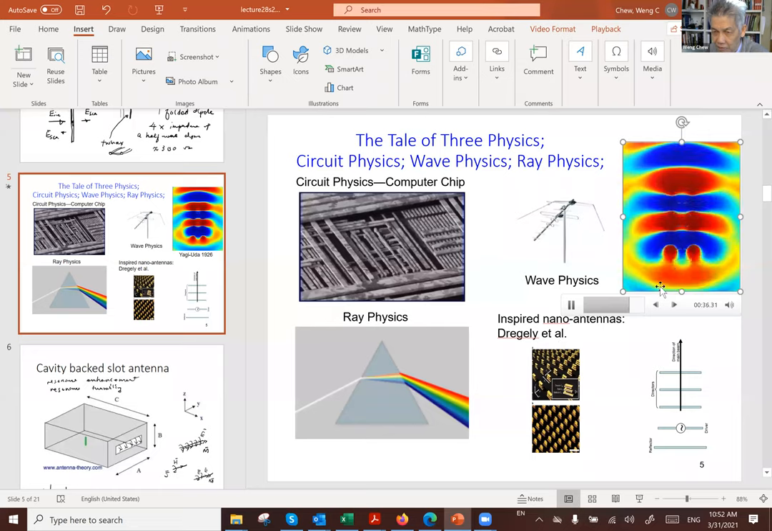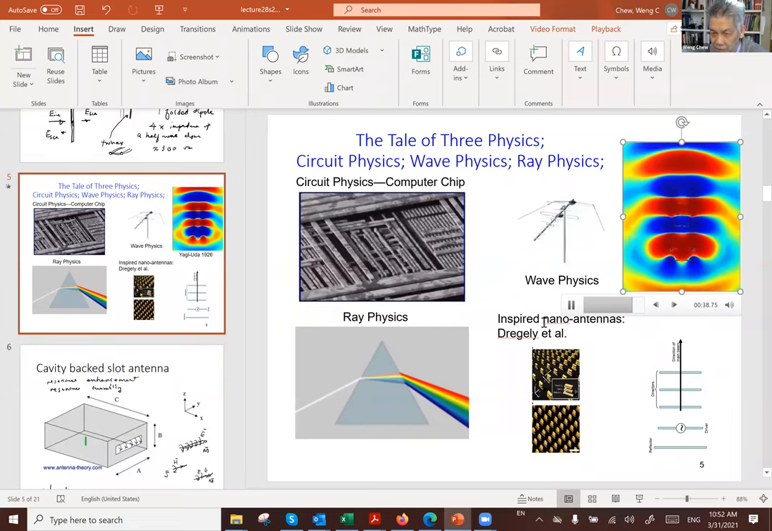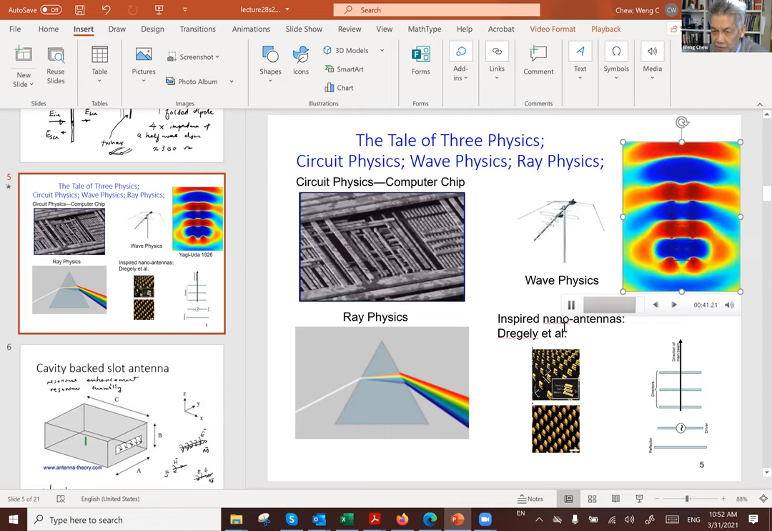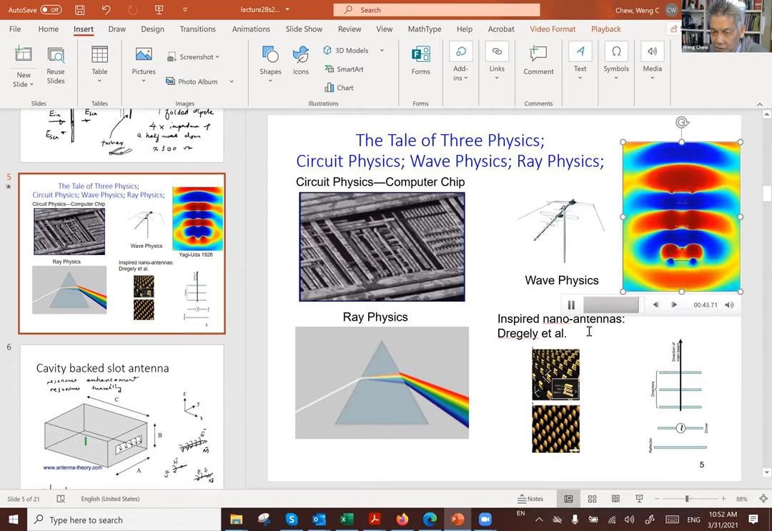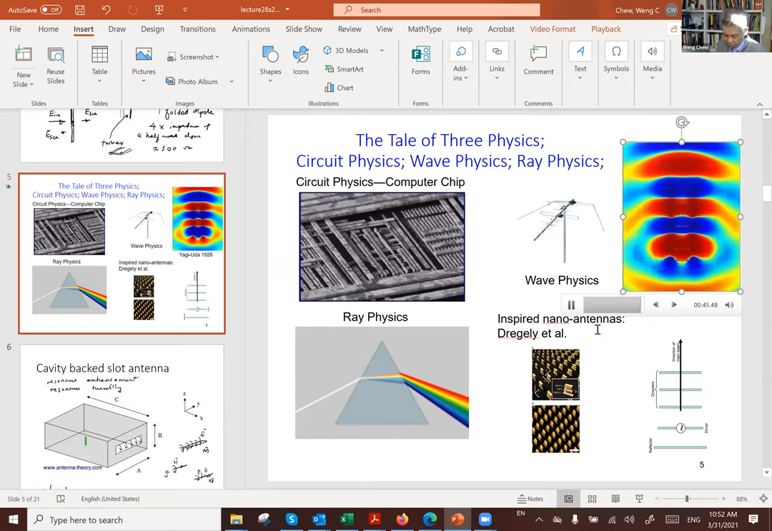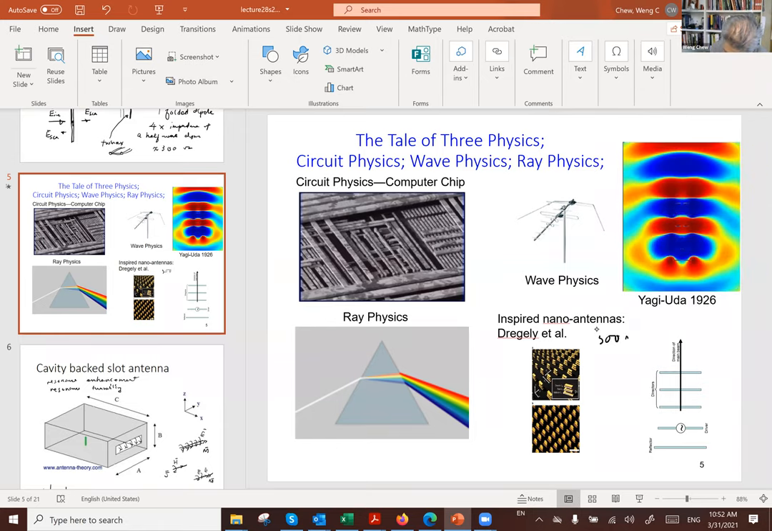The good thing about this is that because of nanofabrication, we can make antennas very small. You know that optical wavelength is about 500 nanometers. So if you want to make a half-wave dipole in the optical regime, you would have to make something really, really small. And because of the advancement in nanofabrication, we are able to make antennas in the optical regime, and those are known as nano antennas.